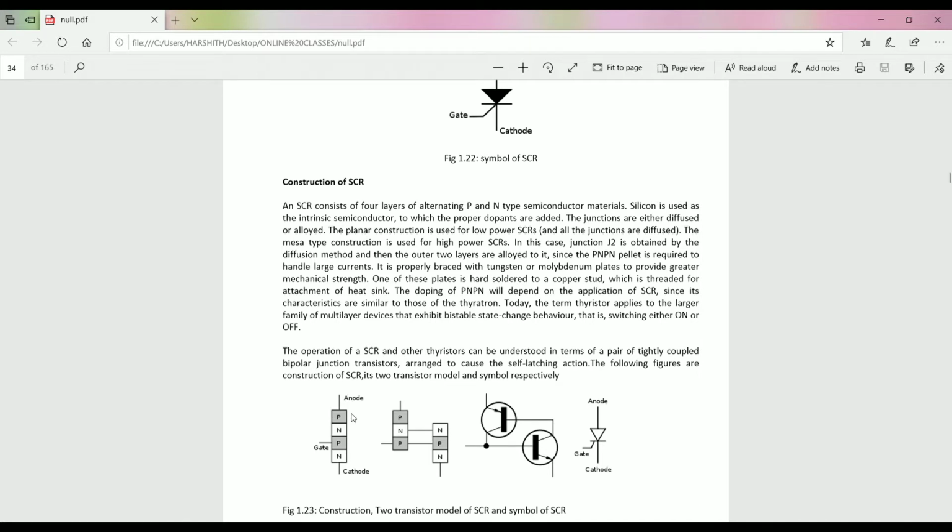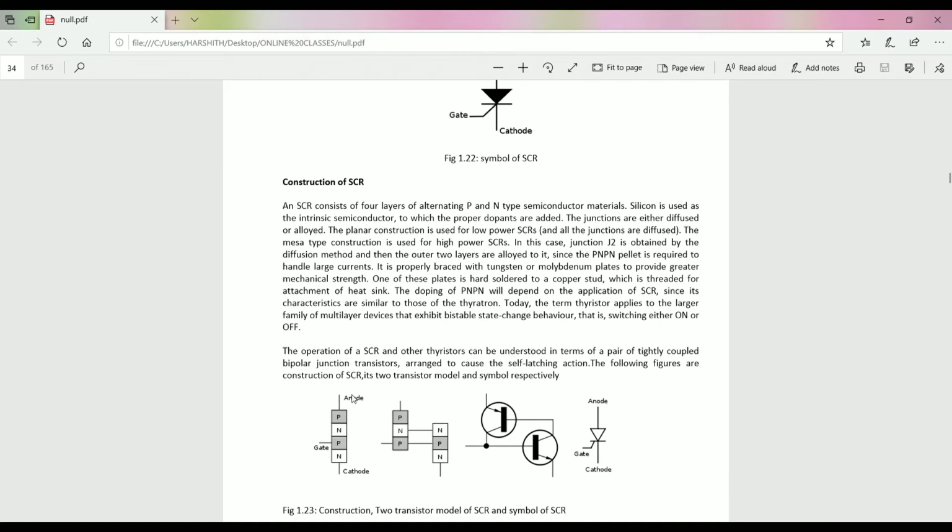Anode is positive with respect to cathode, so cathode is negative. This is not a sufficient criterion to turn the SCR on. To make it on, current is to be passed through the gate terminal, that is IGT, the current in the gate terminal. So this is a current operated device.